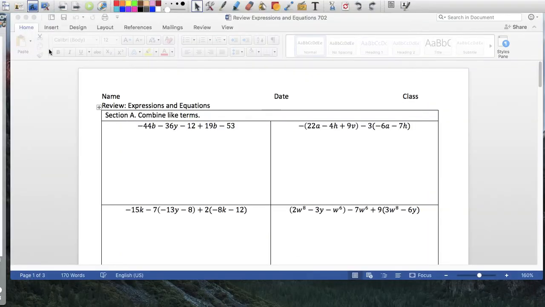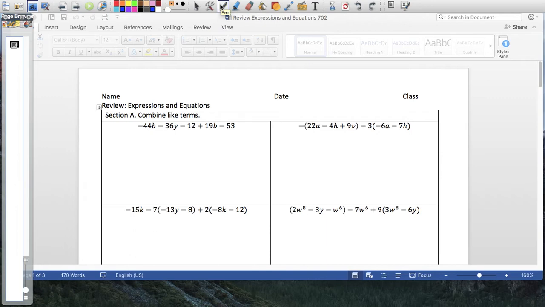Okay, so let's get this started. The first one says combine like terms.